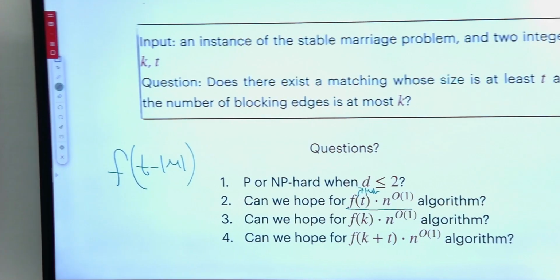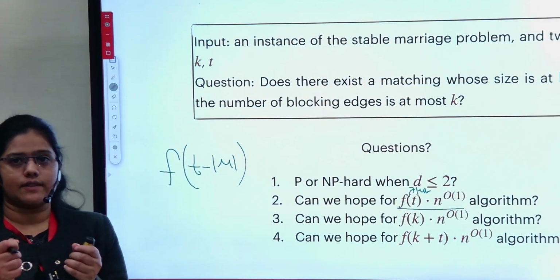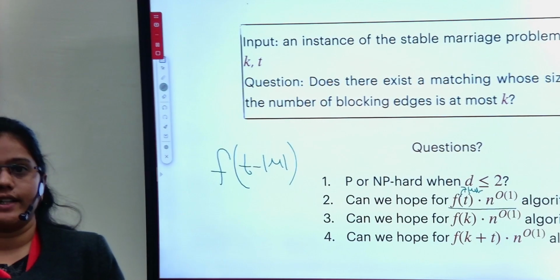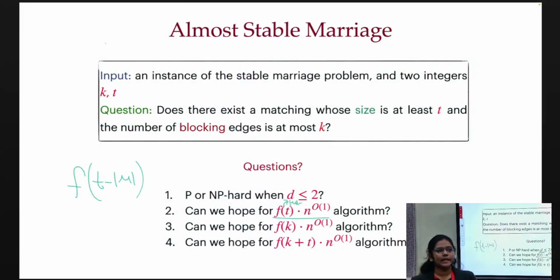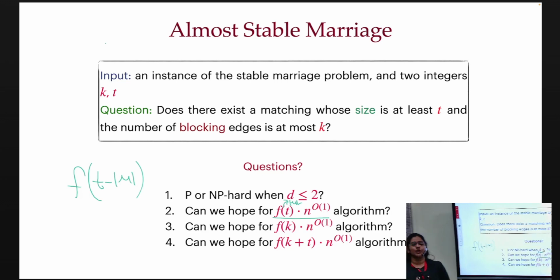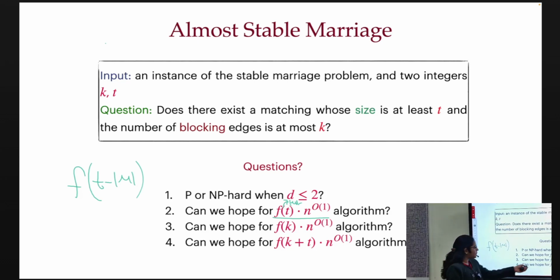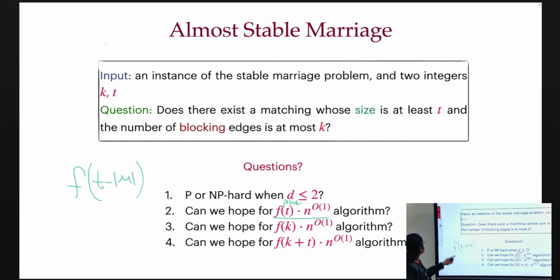Okay. So, we are asking that you are allowed to have exponential dependency on this value T minus mu, whatever it is. For example, in the previous case, this value will be K tilde plus K tilde choose 2. So, you are allowed to have exponential dependency on this, but you should not have exponential dependency on n. You can have only polynomial dependency on n.